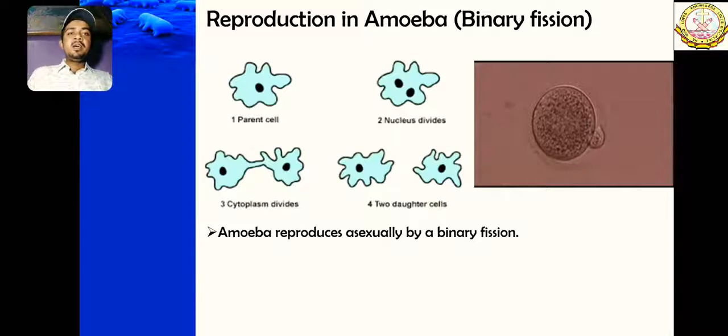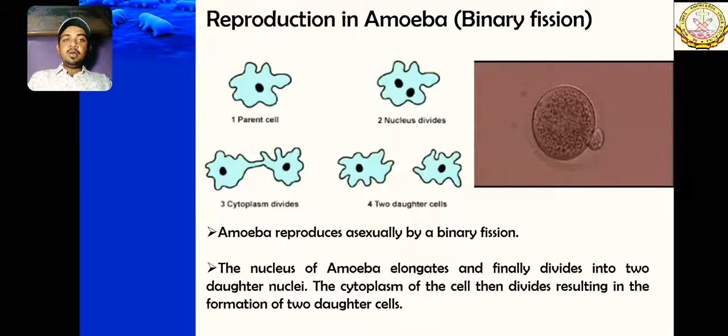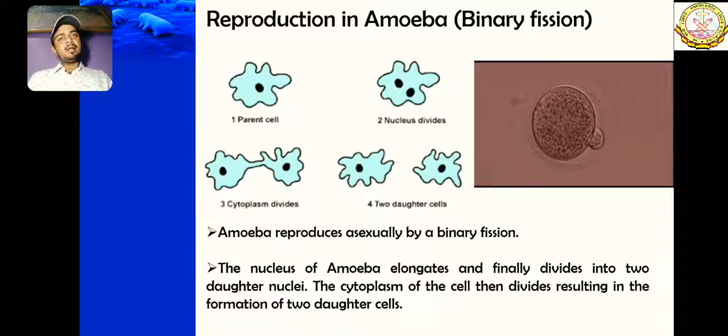Amoeba reproduces asexually by binary fission. The nucleus of amoeba elongates and finally divides into two daughter nuclei. The cytoplasm of the cell then divides, resulting in the formation of two daughter cells. Simple: the nucleus divides, then the cytoplasm divides, and then two daughter cells are formed.